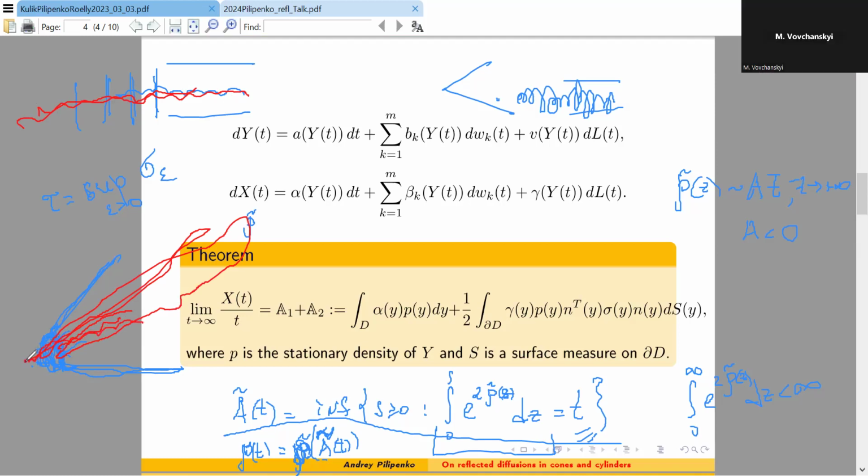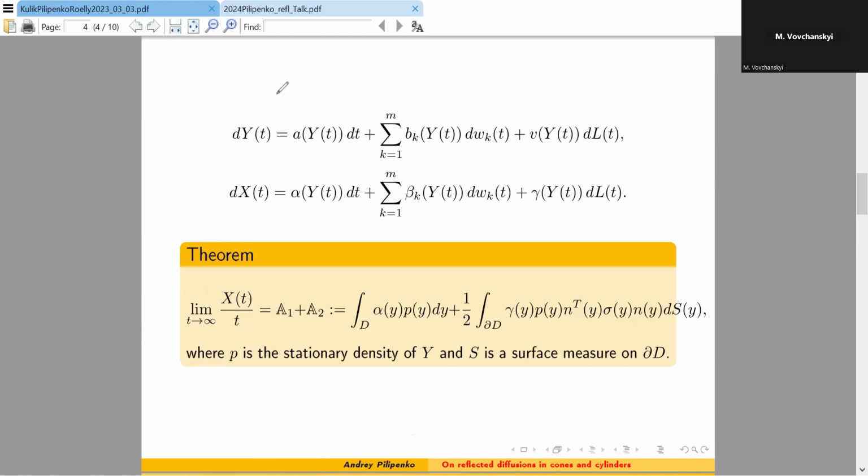I see. So the limit of this x of sigma epsilon, as epsilon goes to zero, is really zero. The limit exists. I see. Thank you very much.